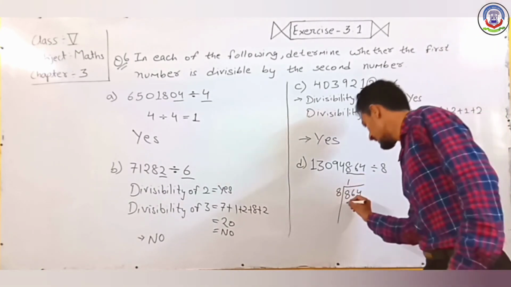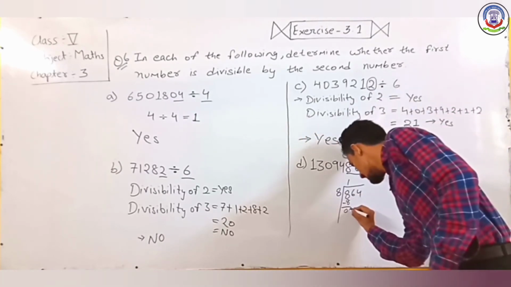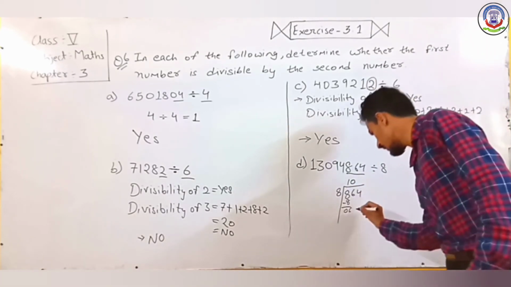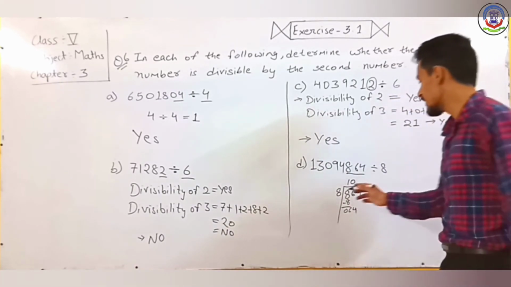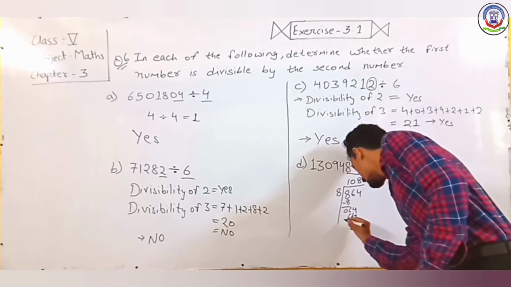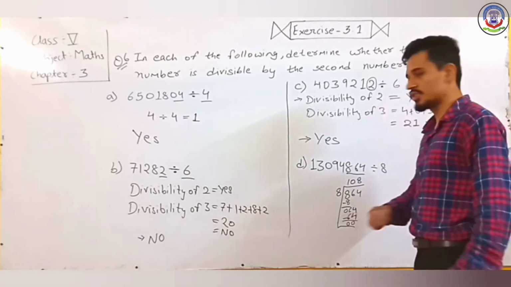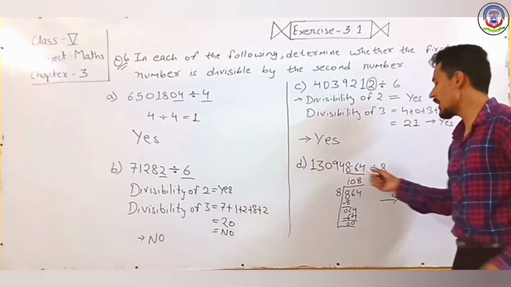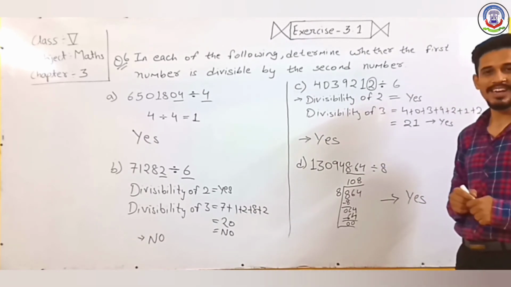So 8 ones are 8. So here remains 0. Next we take 6. 6 is not divisible by 8, it is smaller than 8. So we write here 0 and take 4 downwards. Now 8 divides 64: 8 eights are 64. So here comes 0, 0. So we have remainder as 0. So we can write yes, this whole number, that is the original number, is divisible by 8. Okay.